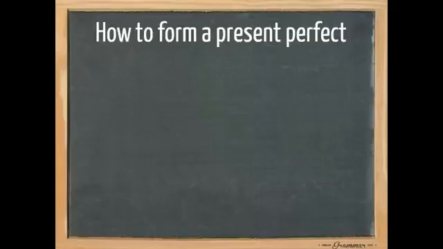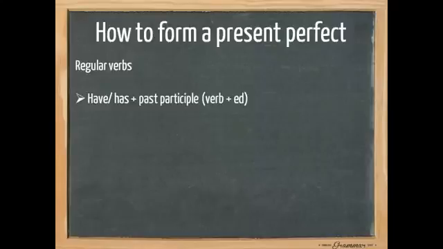How to form a present perfect? Let's have a look at the regular verbs. For the regular verbs, we use the auxiliary verb to have and the past participle. You can make a past participle by adding ed to the infinitive form of the verb.